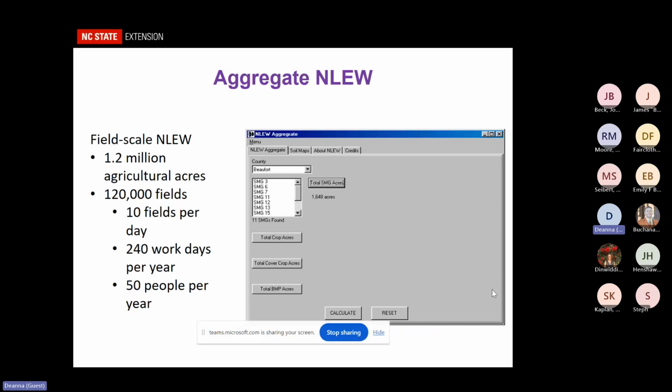So we initially programmed NLU into being a field scale program. And then all of a sudden we realized in the new space, and we had a mere 1.2 million agricultural acres, which translated into 120,000 fields. And it would have been impossible. And Allie's going, oh, thank goodness, I could never have done all that work. So we have an aggregate version of NLU where we make some assumptions and we aggregate some of the stuff together. But in NCANAT, the tool that you all use, that's a field scale version of NLU.